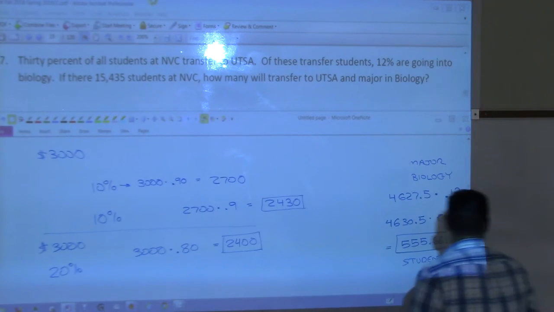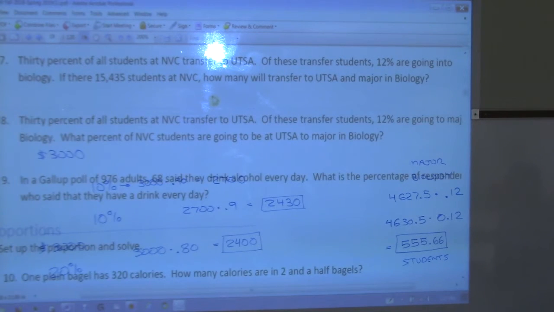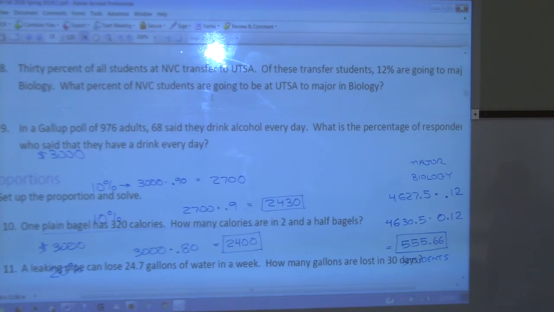All right, let's do another word problem here. Let's look at number 8.